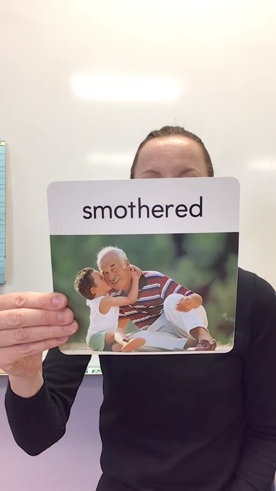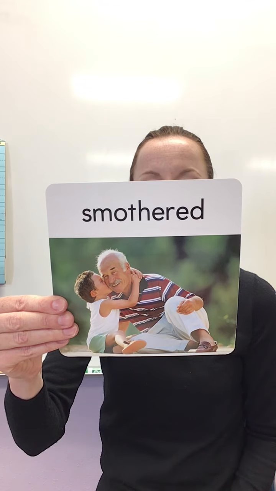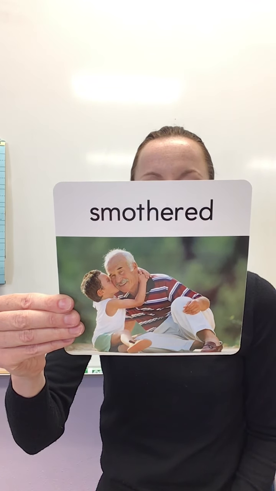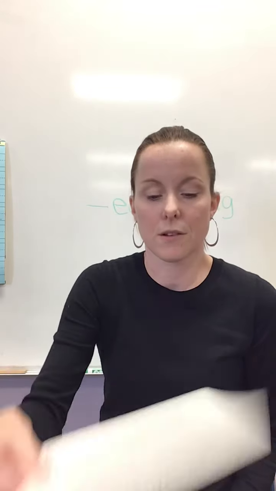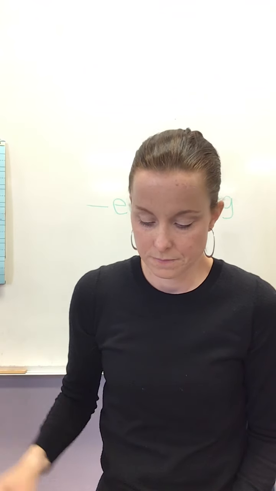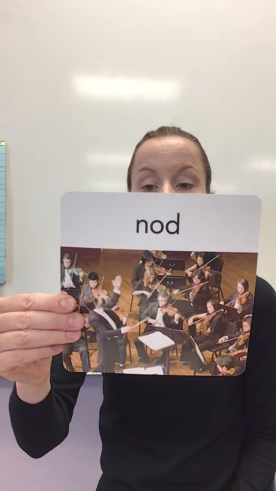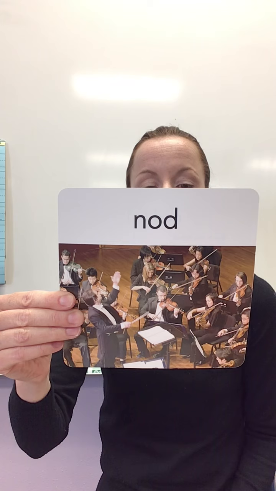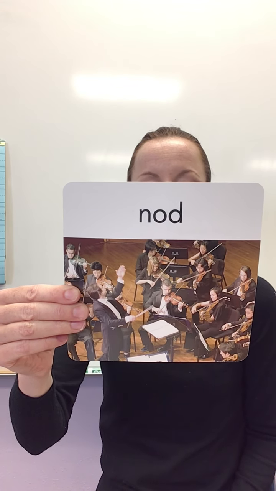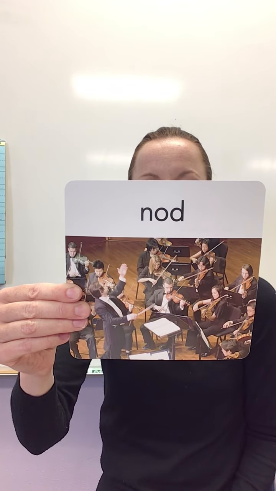Smothered. Something that is smothered is thickly covered with something else. Jason smothered his grandfather with kisses. Nod. A nod is when you move your head up and down to show that you agree. With a nod from the conductor, the orchestra starts to play.